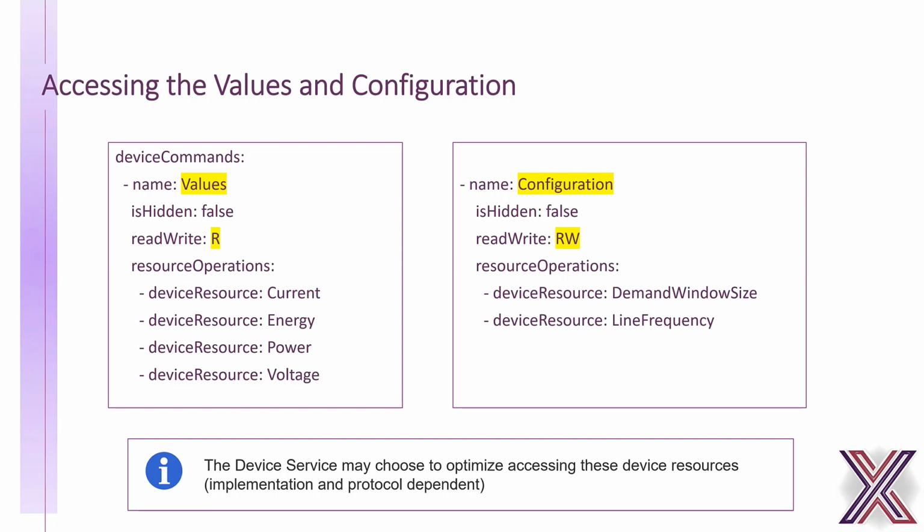Now note that the choice to group together these device resources in single commands allows the device service to potentially optimize accessing these device resources. Now that's implementation and protocol dependent, but potentially we can save bandwidth and processing power by invoking single commands to access all of those values at the same time, which can be a significant saving when you're trying to run at scale. So I'll explain more about that later on.